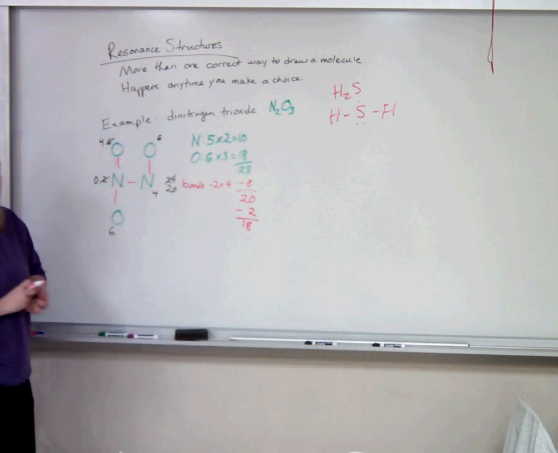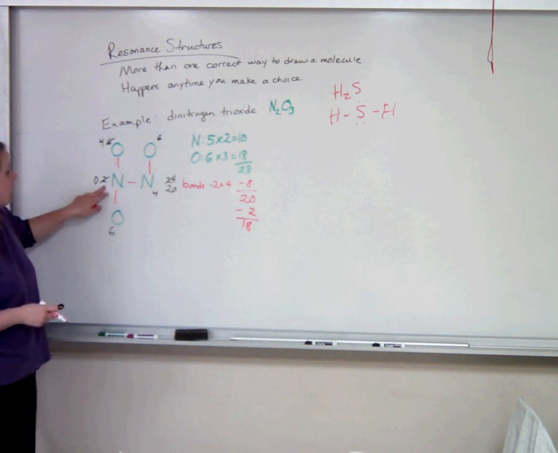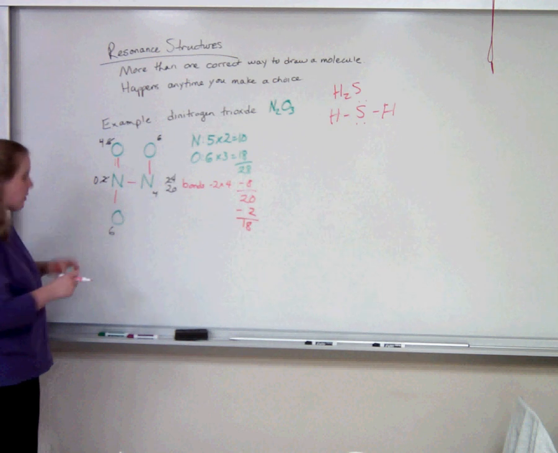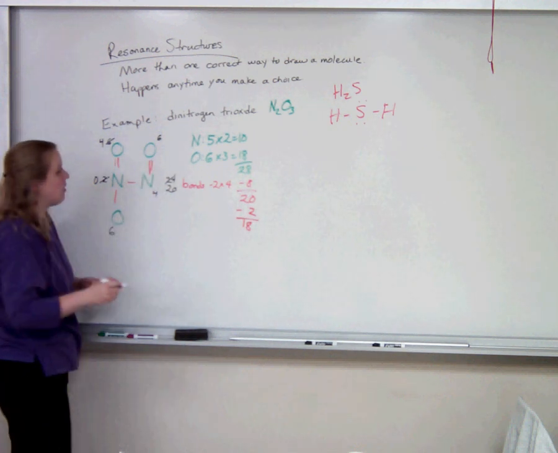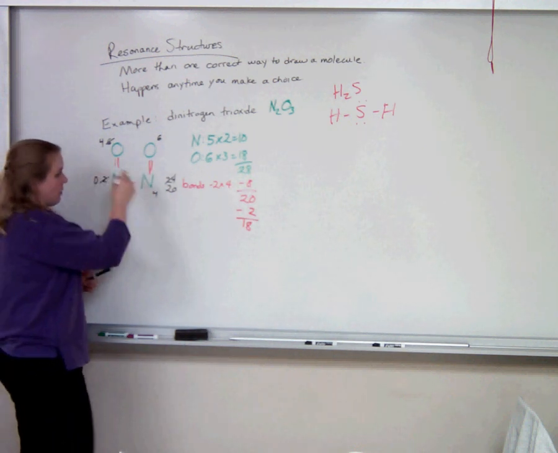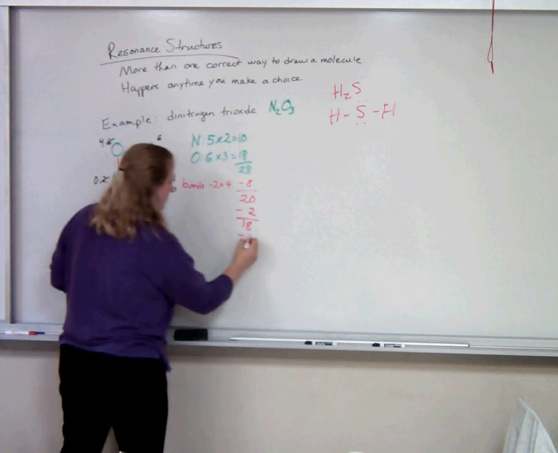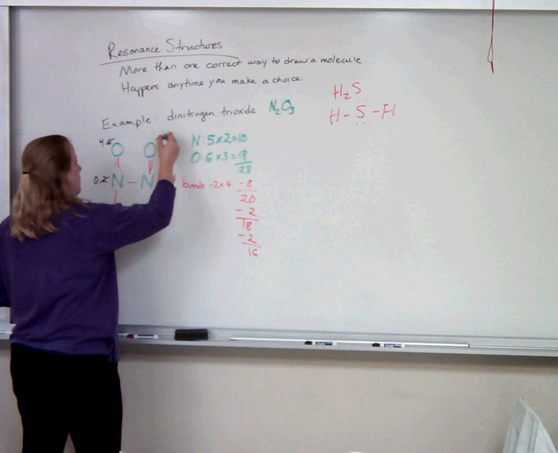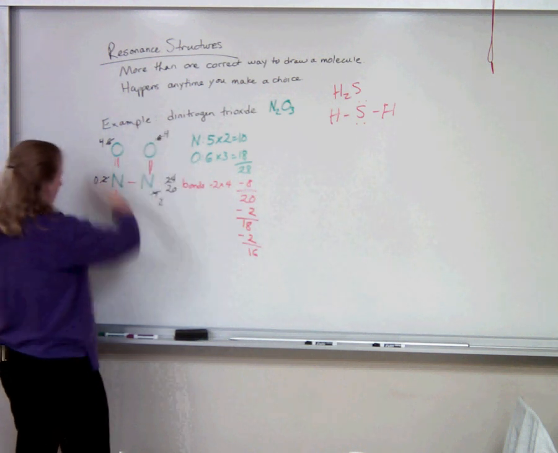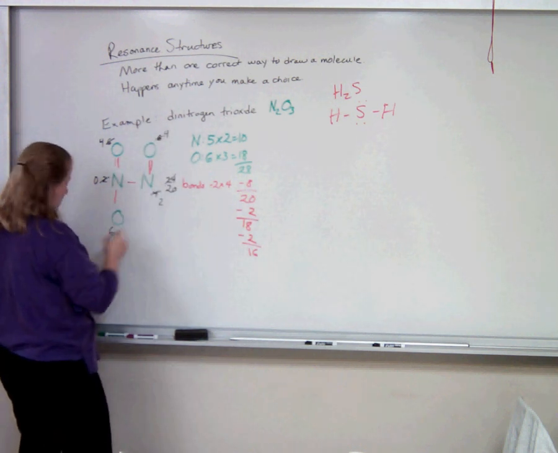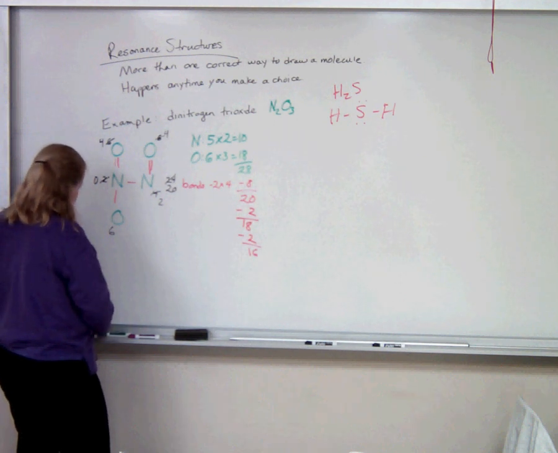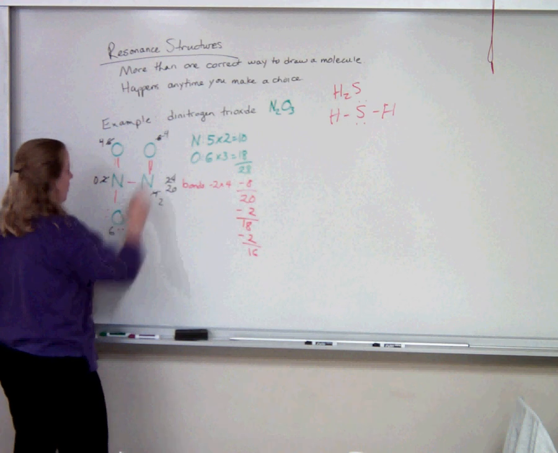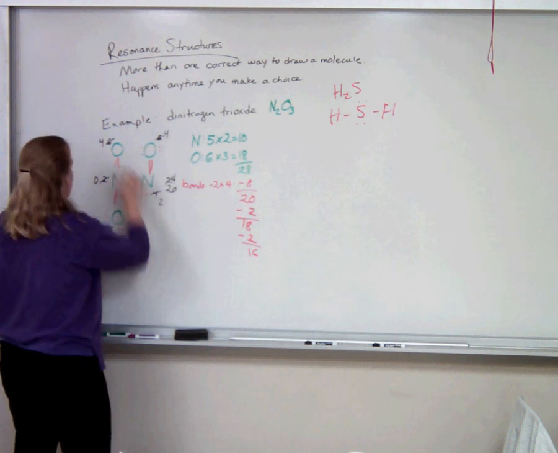Now my choices are limited. I can't put another bond on this nitrogen because it's already full. So I can't put it here or here, so I have to put it here. So that one wasn't a choice. I'm left with 16, and now this goes down to 4, and this goes down to 2, and that's 16. So now we're done, and we put our valence electrons on. 6 here, 4 here, 2 here, and 4 there.